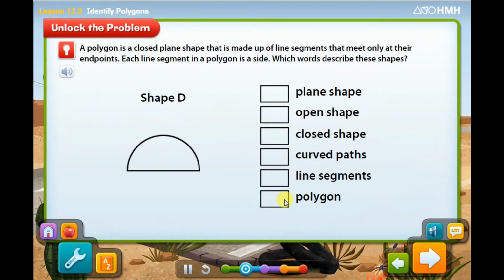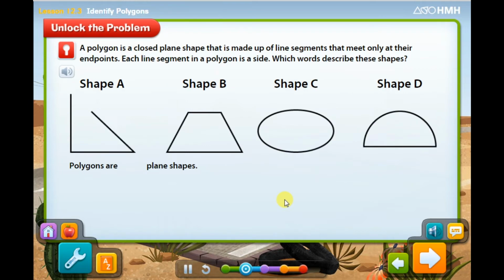Let's look at one more shape. Is shape D a plane shape? Yes. Is it an open shape? No. Is it a closed shape? Yes. Does it have curved paths? Yes. Does it have line segments? Yes. Is it a polygon? No, because it has a curved path. So if it has a curved path, this means it's not a polygon. Shape D is a plane shape. It is not an open shape. It is a closed shape. It does have a curved path. It does have a line segment. It is not a polygon.